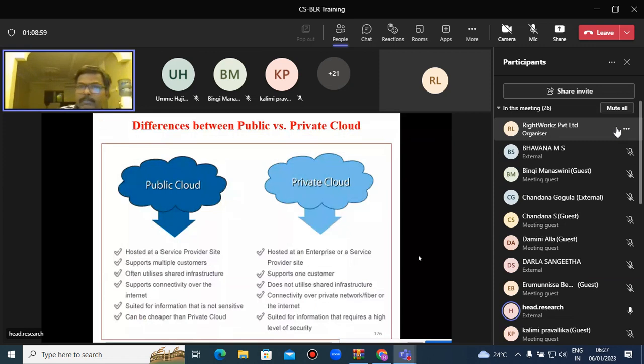The difference between private and public cloud: public cloud is hosted at a service provider site, and private cloud is hosted at an on-site or a private service site. Public cloud supports multiple customers. Private cloud supports only one customer. Public cloud often utilizes shared infrastructure. Private cloud does not utilize shared infrastructure. Public cloud supports connectivity over the internet. Private cloud connectivity is over a private network or fiber. Public cloud is suited for information that is not sensitive. Private cloud is suited for information that requires a high level of security. Public cloud can be cheaper than private cloud. Private cloud is costlier.